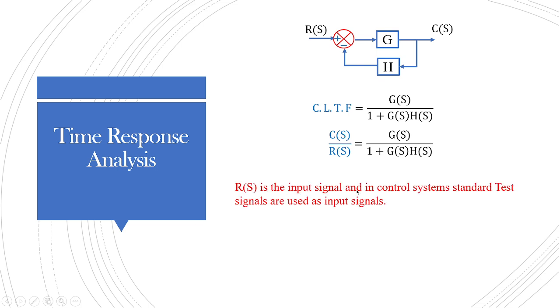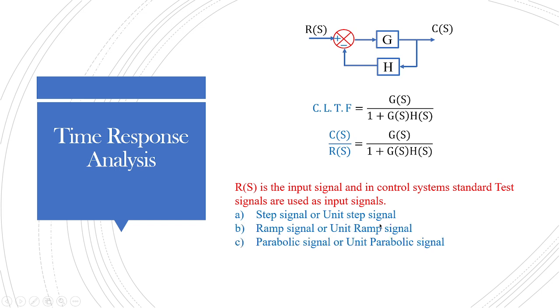So R of S is the input signal, and in control systems, standard test signals are used as input signals. So what are these standard test signals? You have a step signal or unit step signal, a ramp signal, a parabolic signal, and an impulse signal. So these are the standard test signals we come across in control systems. We have to know the basics about these test signals, and we should know how to employ these signals whenever you are dealing with a control system.